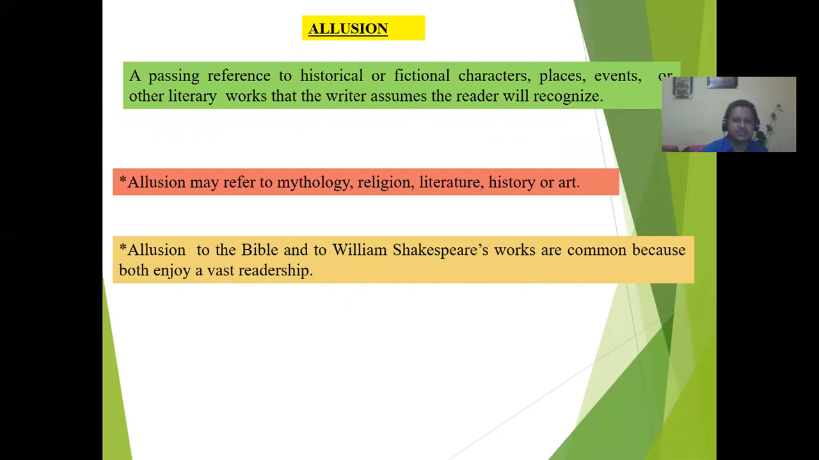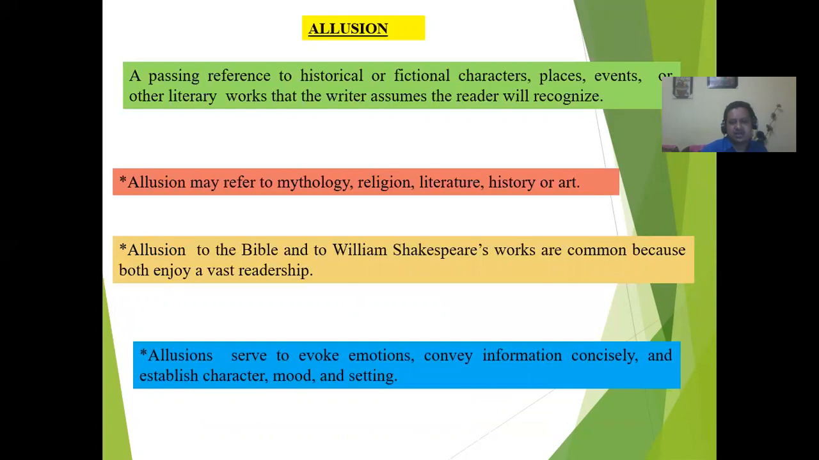So we find allusion is a passing, indirect reference to historical or fictional characters, places, events, or other literary works that the writer assumes the reader will recognize when we go through the literature, the poems, or the prose. Generally, allusion refers to mythology, religion, literature, history, or art. We see allusion is made to the Bible and to many literary works of William Shakespeare. It is common to the Bible and to William Shakespeare's works because many people read the works of William Shakespeare.